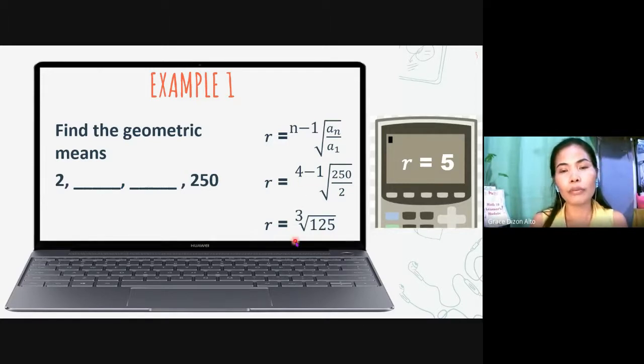4 minus 1 is 3. Therefore, our common ratio will be the cube root of 125, which is 5. To get the next term, or the first geometric mean, we multiply our common ratio, which is 5, to our first term, which is 2. So 2 times 5 is 10. Then multiply again by the same ratio, 5. So 10 times 5 is 50. Therefore, the two terms in between 2 and 250, which we call the geometric means, are 10 and 50.